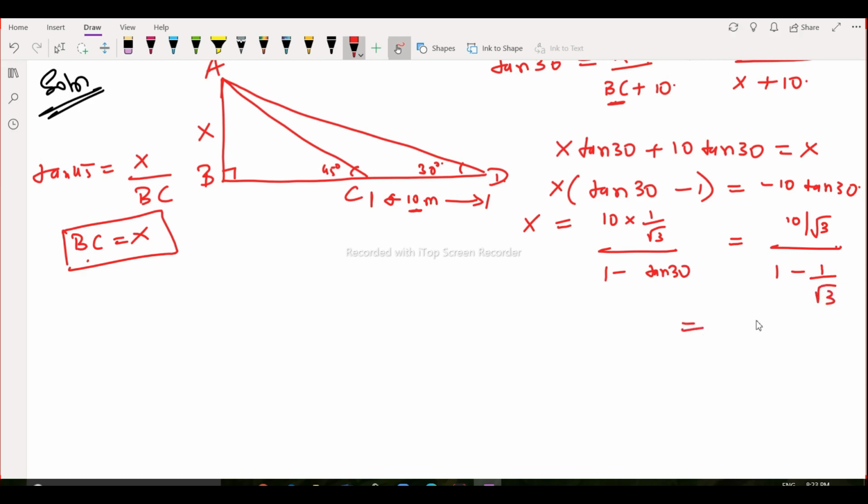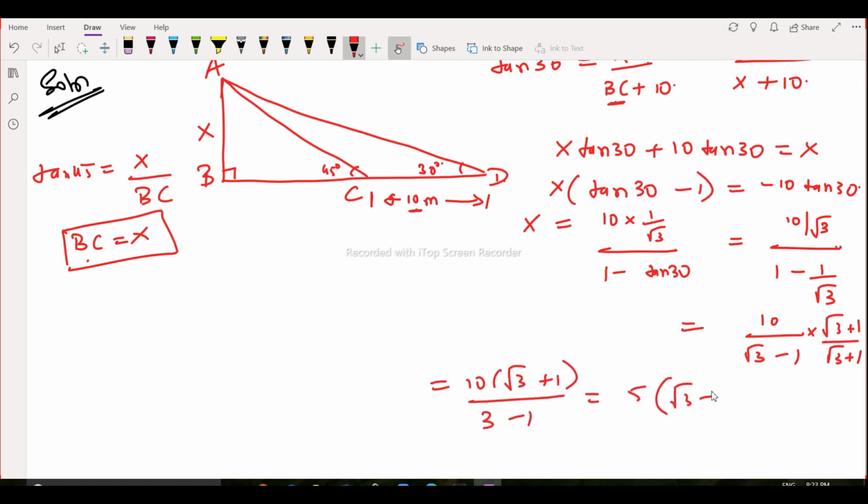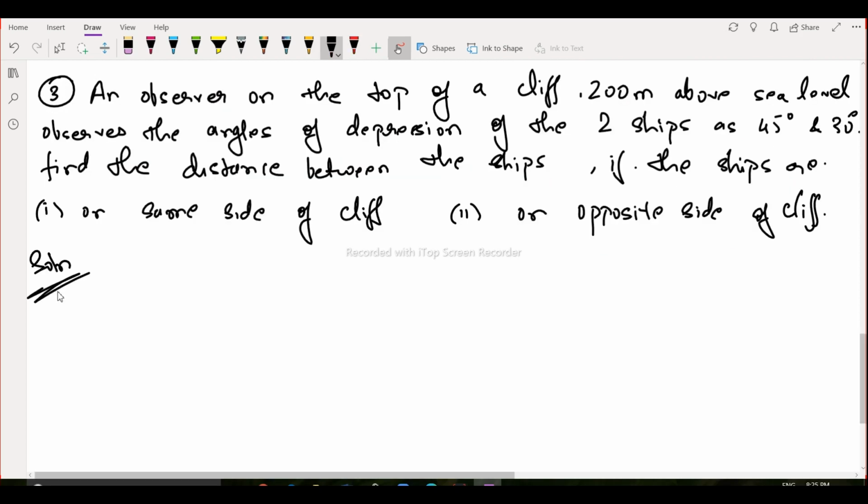Let's take the LCM, so we have 10 upon, root 3 will get cancelled, we'll have root 3 minus 1. And now we can rationalize, and what we get is 10 root 3 plus 1 upon 3 minus 1, which is actually 5 root 3 plus 1. And you can put the value of root 3 as 1.732, and you can get the value in terms of decimal. Right, so let's check this one.